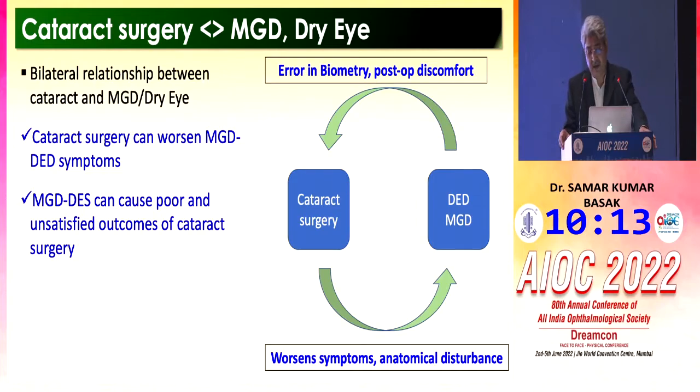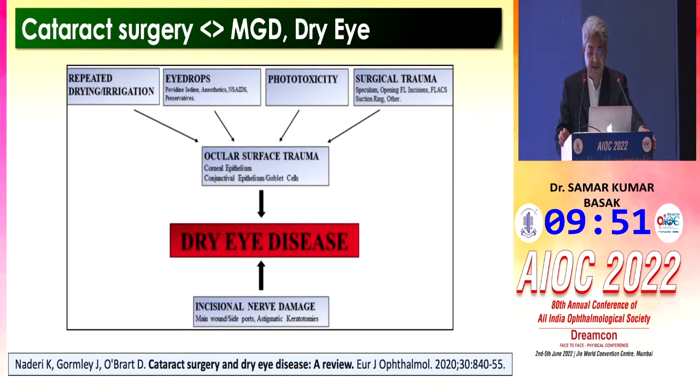So there is a direct correlation between cataract surgery and MGD, and vice versa. Cataract surgery can worsen MGD and dry eye symptoms, whereas the MGD dry eye complex causes poor and unsatisfied outcomes of cataract surgery. So it is important both ways. There are several mechanisms during surgery, and we all know that frequent fluid irrigation, eye drops, phototoxicity, surgical trauma, and incisional nerve damage all lead to ocular surface trauma and increase dry eye disease.